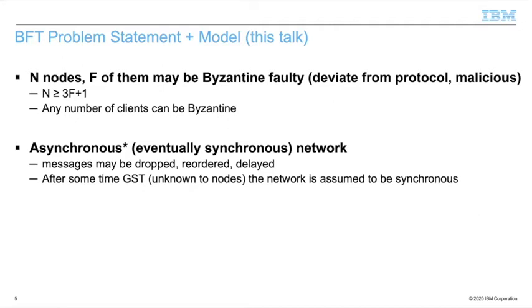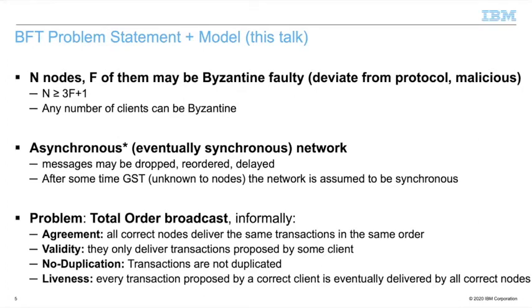So we assume a client-server model in which clients submit transactions to a bunch of servers, a bunch of replicas, and these are totally ordering the transactions coming from the clients, and basically they deliver the total order. So we are assuming a classical definition of total order. Here I define it a bit informally, so it fits in one line each, right? So agreement: all correct nodes deliver the same transactions in the same order. Validity: replicas of the system deliver only transactions proposed by some client.